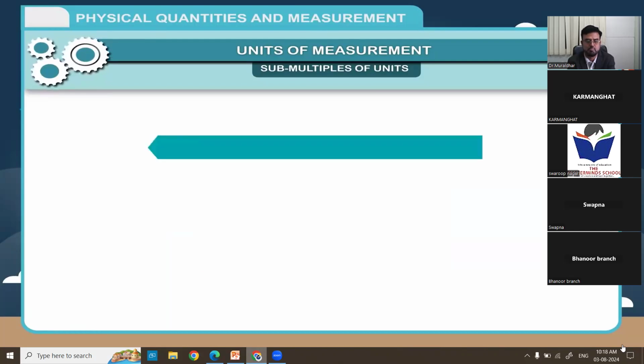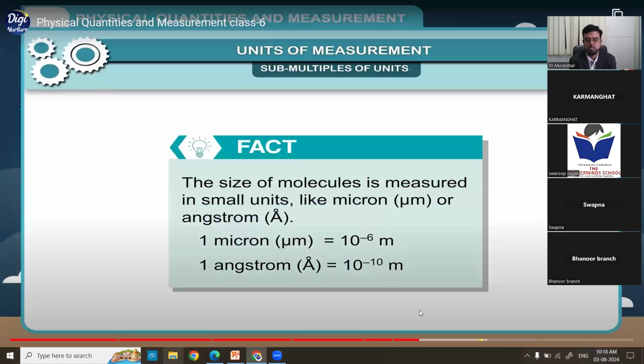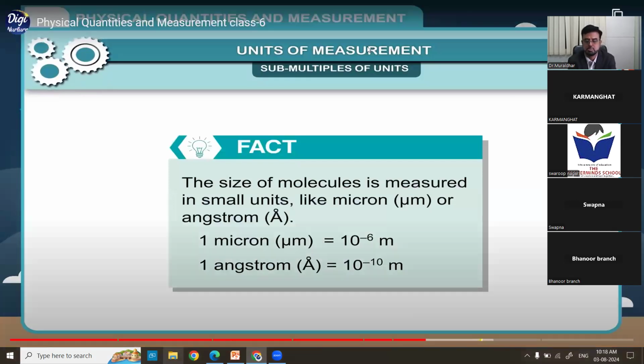Important values to note. Fact: the size of molecules is measured in small units like micron or angstrom. 1 micron, or micrometer, is equal to 10 raised to the power minus 6 meters. 1 angstrom is equal to 10 raised to the power minus 10 meters.